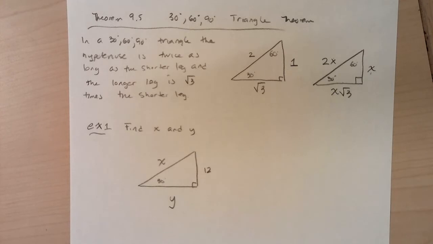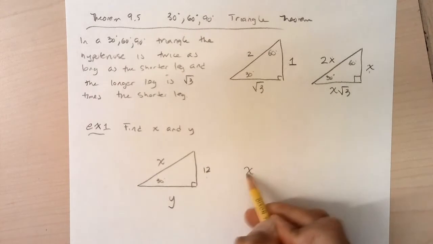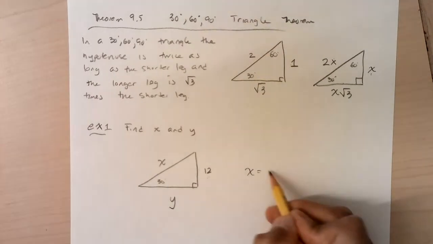So if we level the problems in order of difficulty, I would think the easiest level of problems for a 30, 60, 90 triangle is if you're given the side opposite the 30-degree angle, or in other words, being given the shorter leg. So I want to find the values of x and y. X is the hypotenuse. Using the 30, 60, 90 triangle theorem, the hypotenuse is twice as long as the shorter leg. Again, this is the shorter leg, so x would equal 2 times 12, 24.